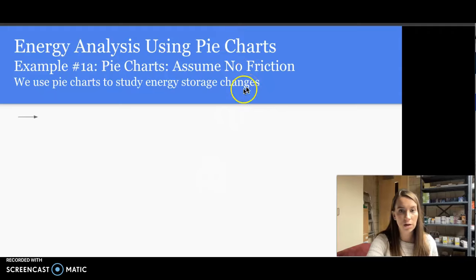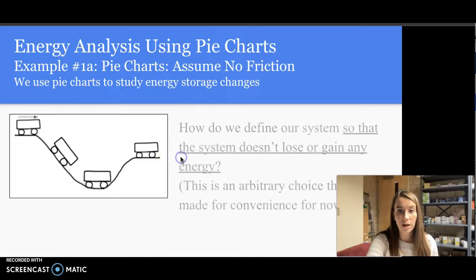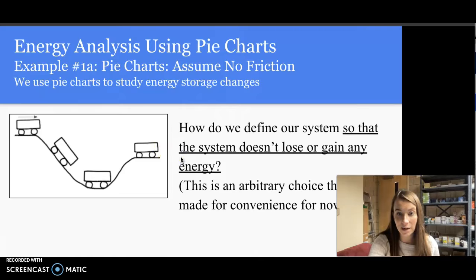So this first scenario, we're assuming there's no friction and there is a car that starts at the top of a ramp moving. So it's got some initial velocity. It goes down the ramp and then back up. So no friction. We're going to first talk about how we define our system so that the system doesn't gain or lose any energy. Right now, that's an arbitrary choice. We're always going to be able to pick what's in our system unless a problem tells us.